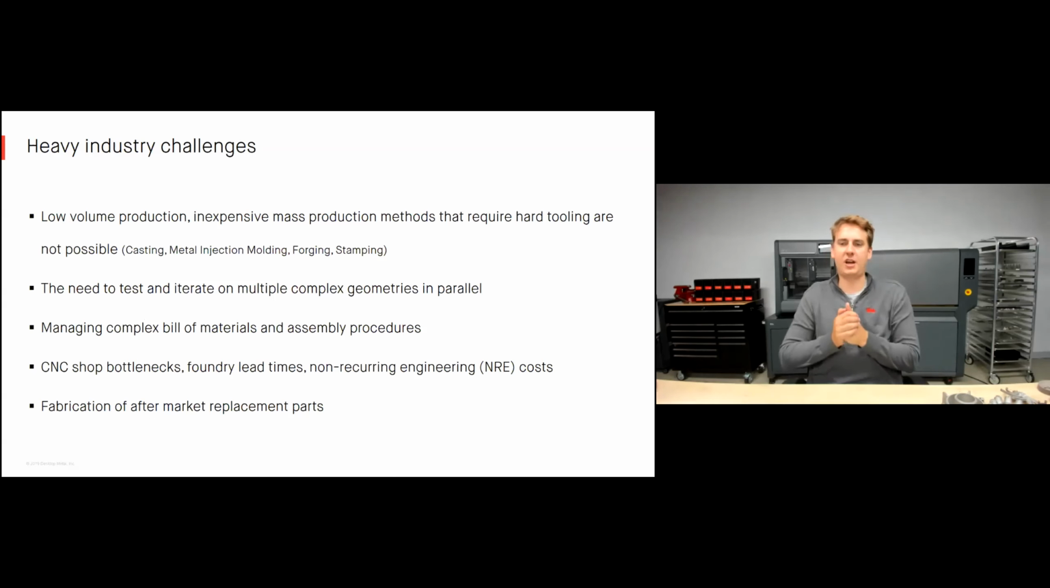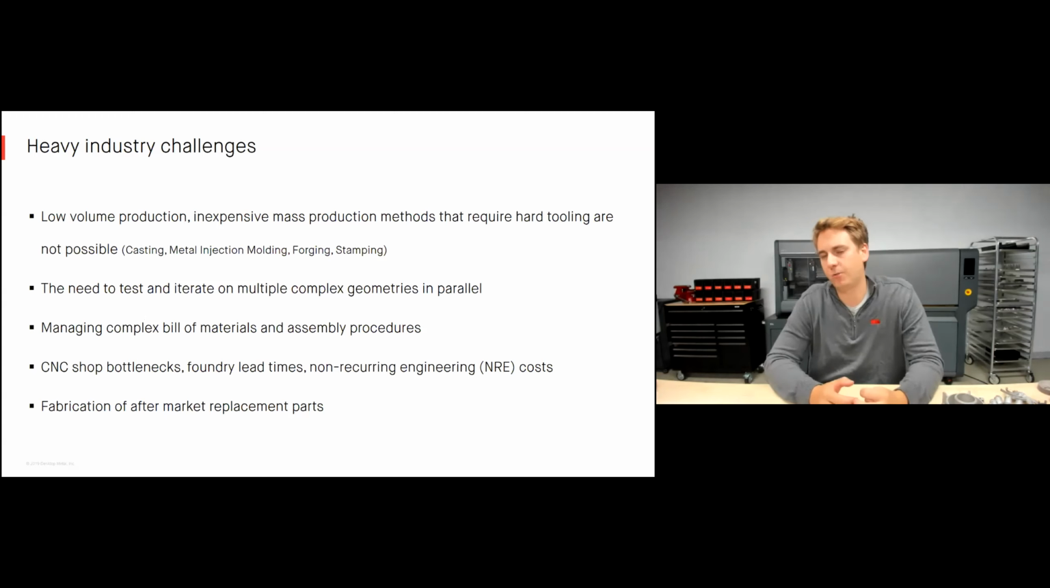So, what are some of the challenges that we're hearing constantly when we talk to people who work in heavy industry? One challenge that we hear a lot, and we hear this across a lot of industries, is the challenge of low volume production. When you're producing parts in low volume, maybe you only need a handful, maybe you only need one, but these inexpensive mass production methods that require a lot of tooling are not possible. So you can't do things like casting, metal injection molding, forging, stamping, extrusion, even plastic injection molding for plastic parts. They're just not possible when you're producing parts in low volume because the tooling expenses are too high. So this is a challenge we're hearing a lot: the ability to produce parts in low volume.